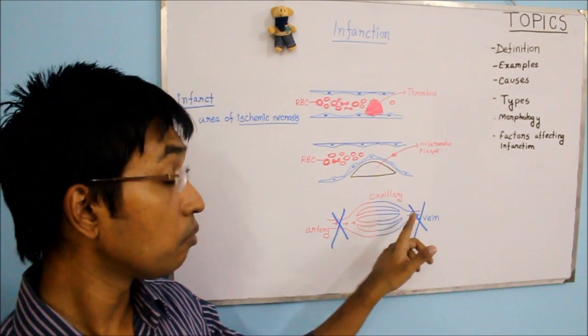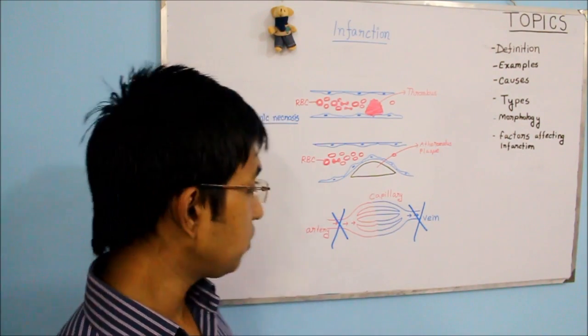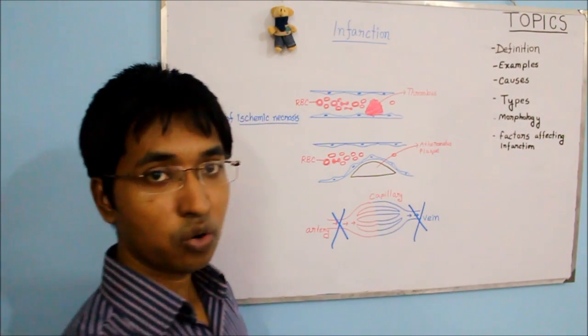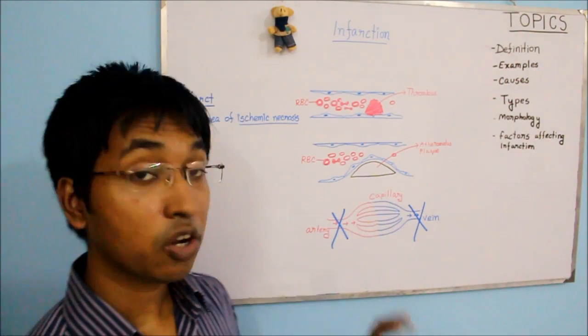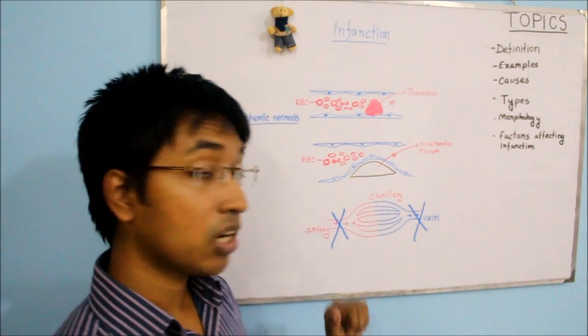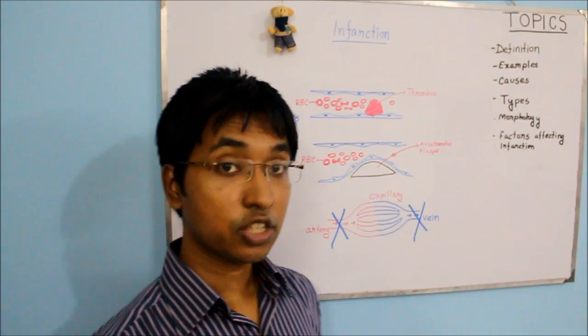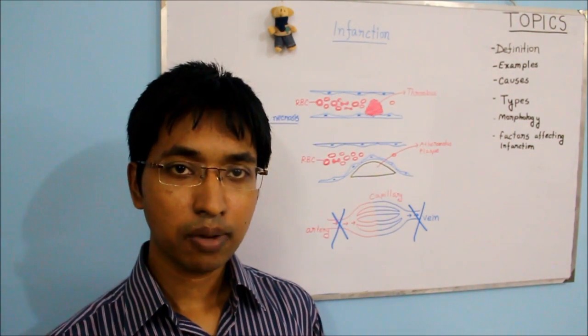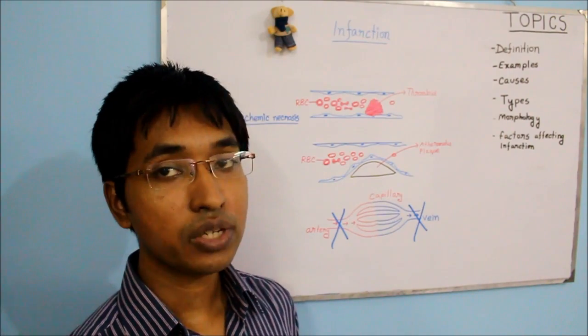So if we block the vein, even if the artery is not occluded, it will also slow down the circulation. And initially there will be congestion, and later there can be infarction as well. So this is in short about the definition of infarction.